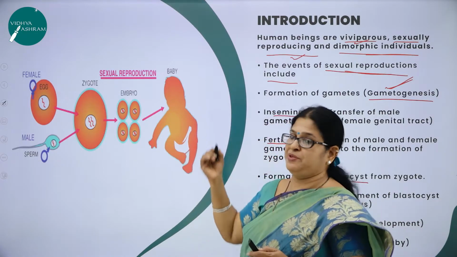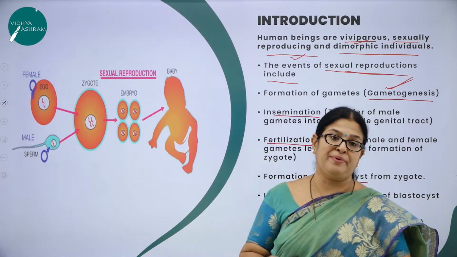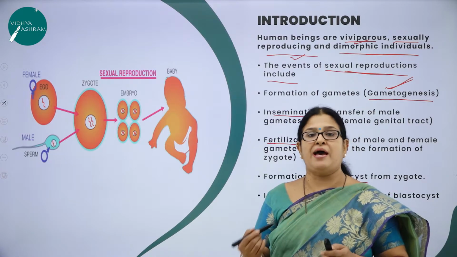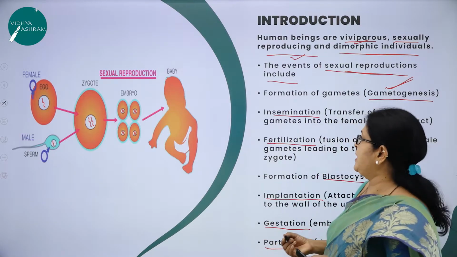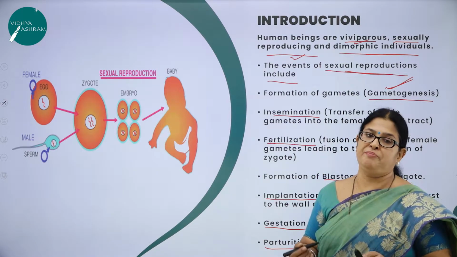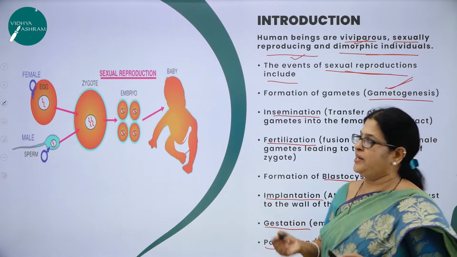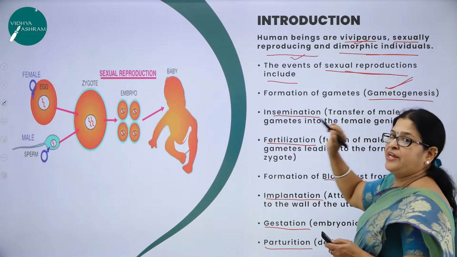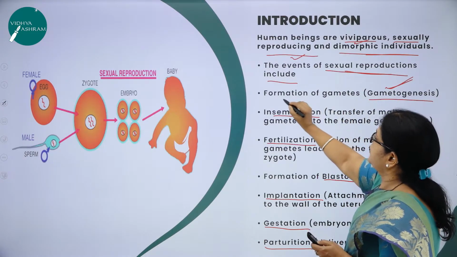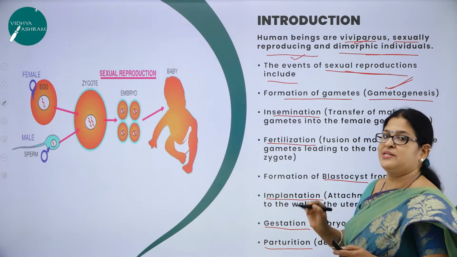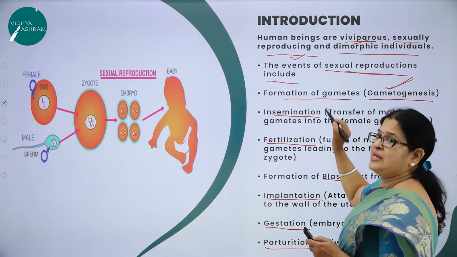What is gametogenesis? You have studied it in chapter 1. Gametogenesis is nothing but the process of formation of the gametes, male gamete and female gamete. Here the process of formation of the male gamete, called sperm, and the female gamete, ova, is called gametogenesis. So the first very important event in sexual reproduction is the formation of gametes, that is the male gamete and the female gamete.